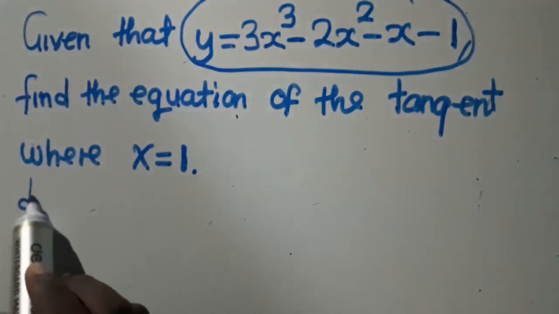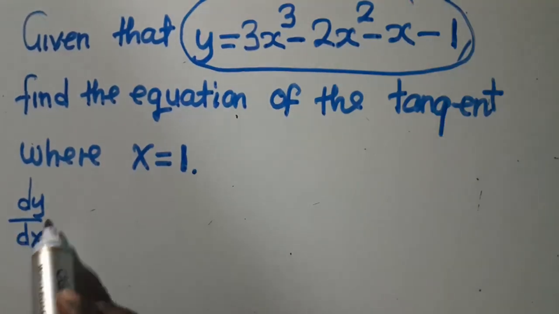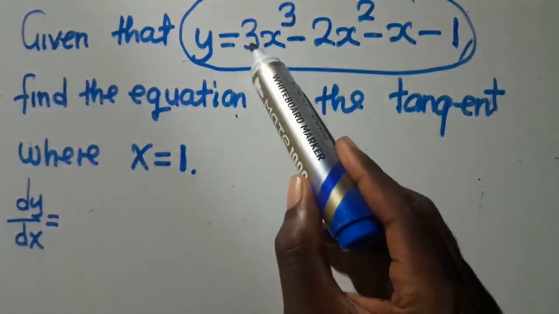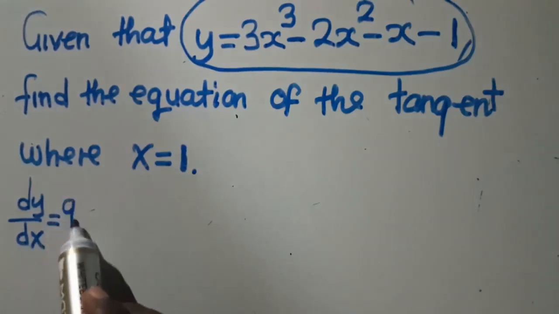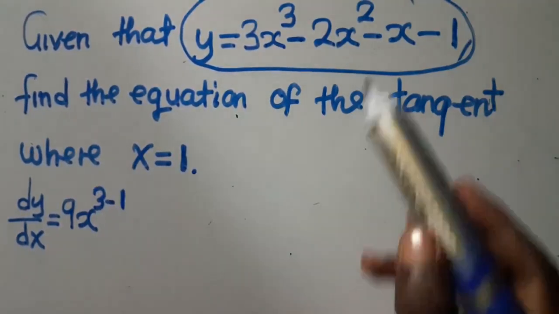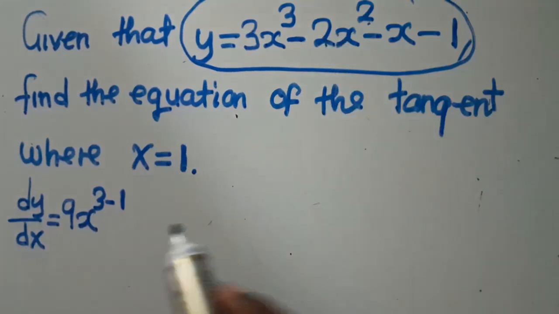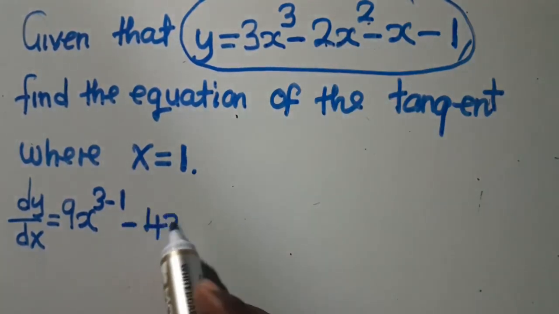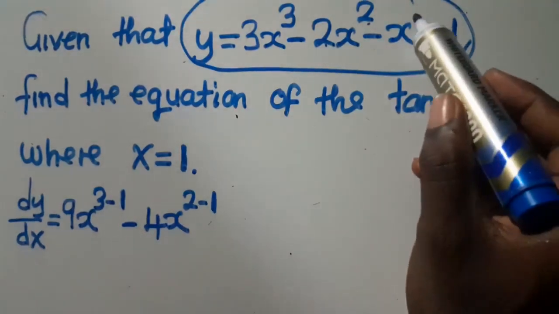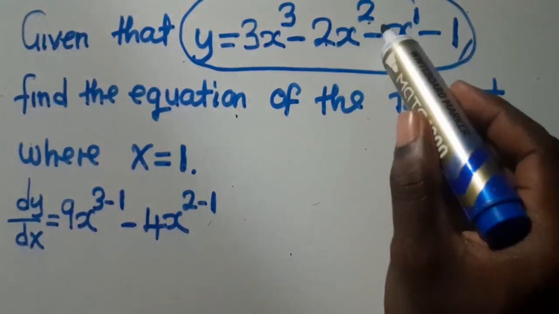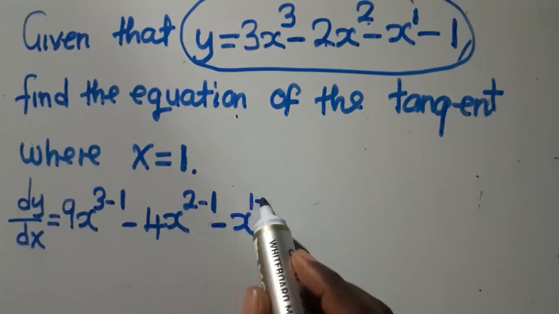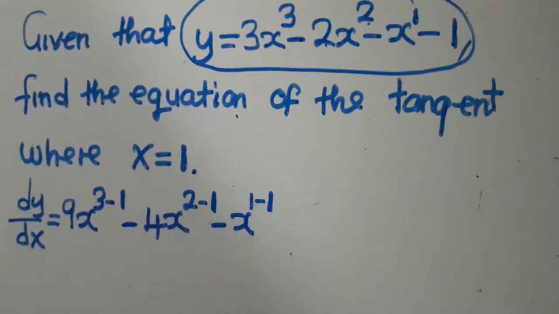So you say dy/dx is equal to, how do we differentiate? You multiply 3 times 3, that is 9x, then 3 minus 1. We continue, 2 times 2, that is 4, so minus 4x, 2 minus 1. Then this part here, there is a 1 there. 1 times the coefficient which is 1, nothing will change. So it's x, 1 minus 1. This is what I'm going to have.